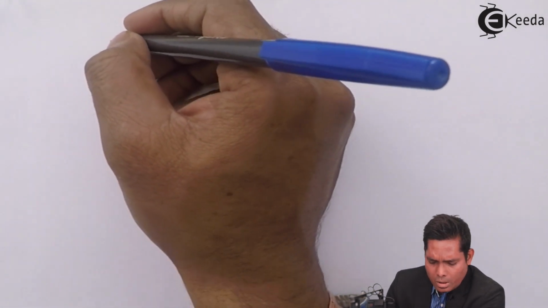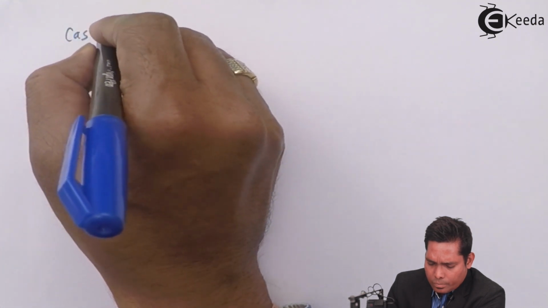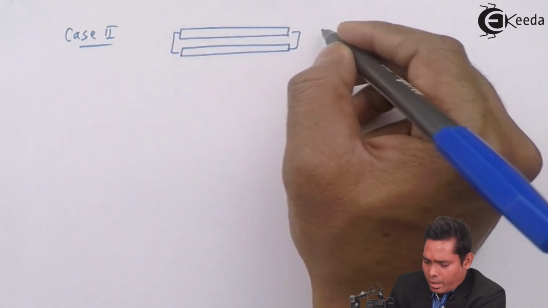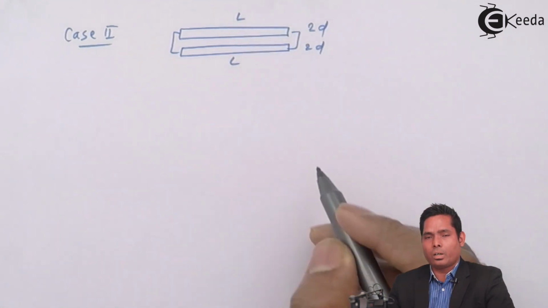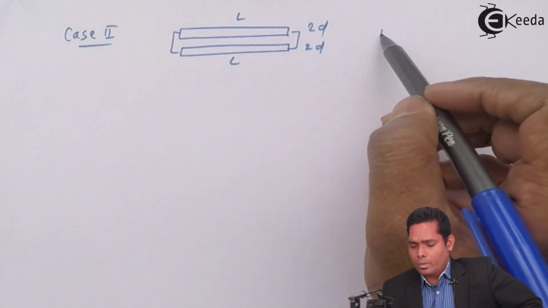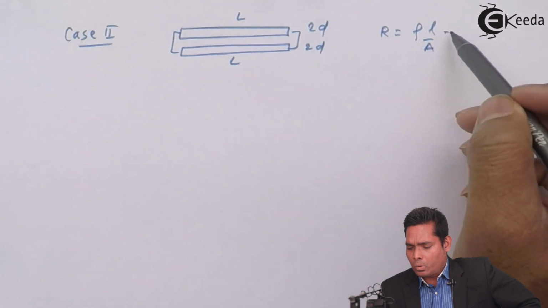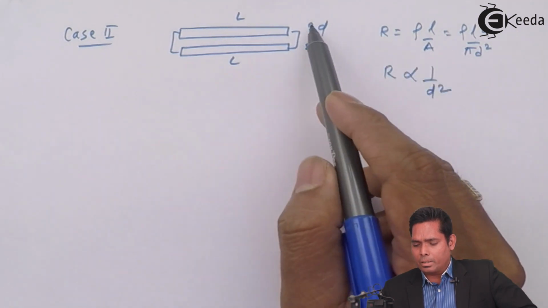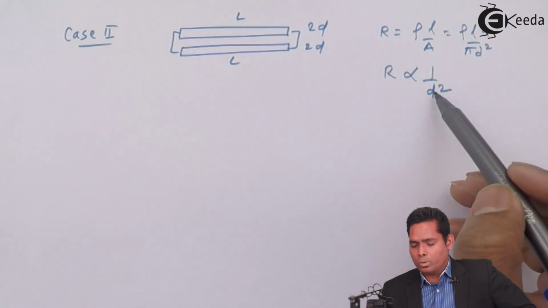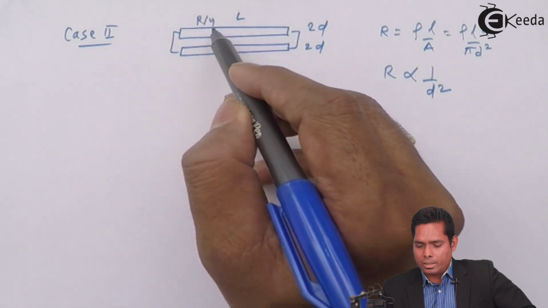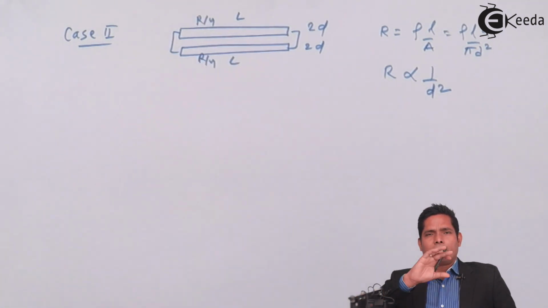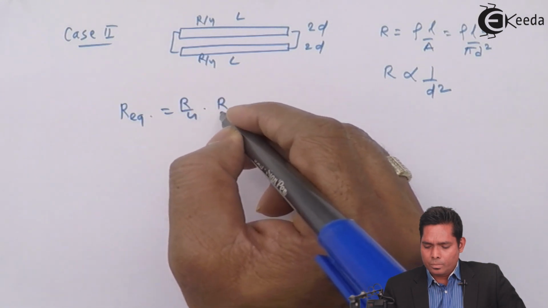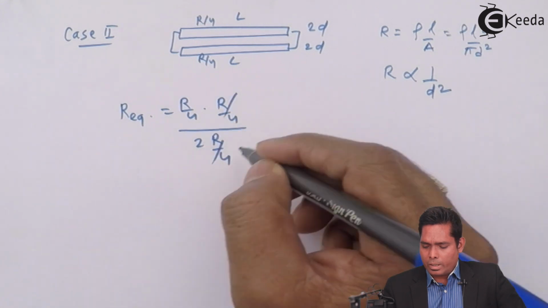Now if I go for case 2, that means these two wires are in parallel connection, with length L and diameter 2d, and we already know that the resistance is rho L by A, where A is pi d square by 4. So resistance is inversely proportional to d square. As diameter is doubled, R will become R by 2 square, that is R by 4. So its resistance is R by 4 and its resistance is R by 4, and they are in parallel. When the resistances are in parallel, R equivalent will be product by sum. So this will cancel out and this is R upon 8.